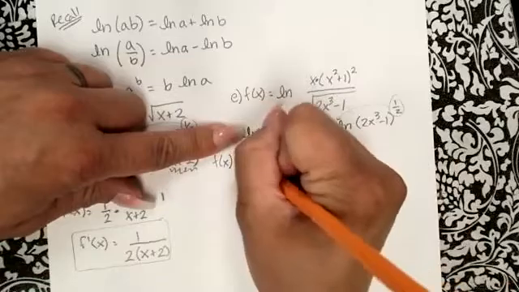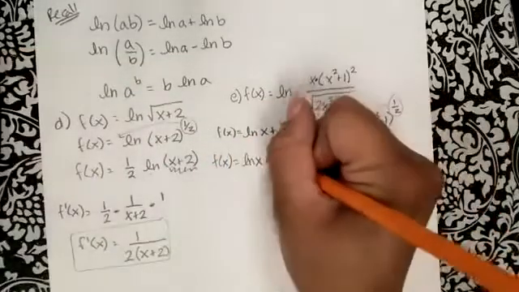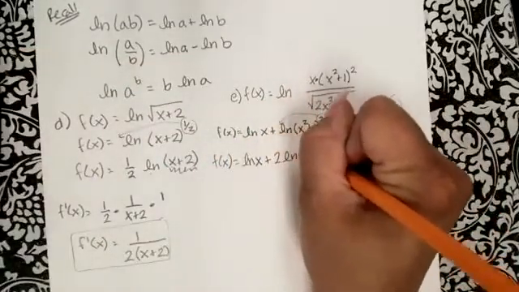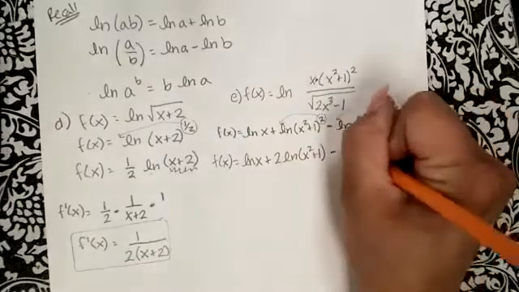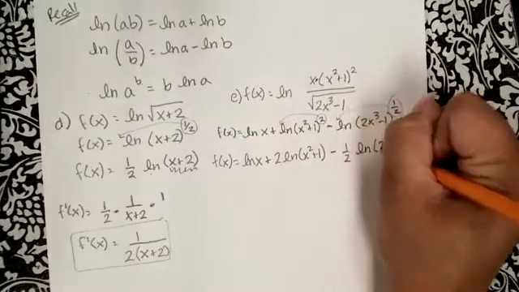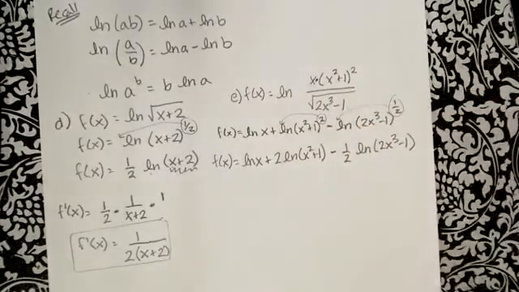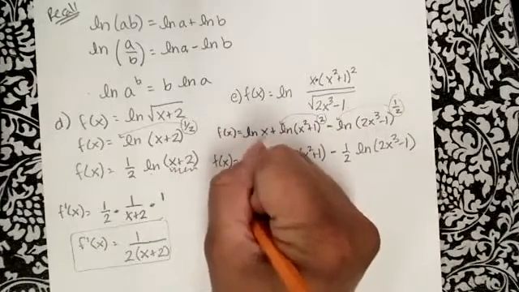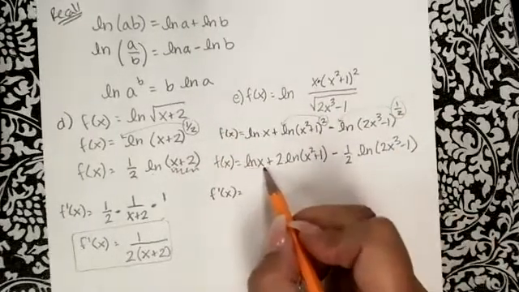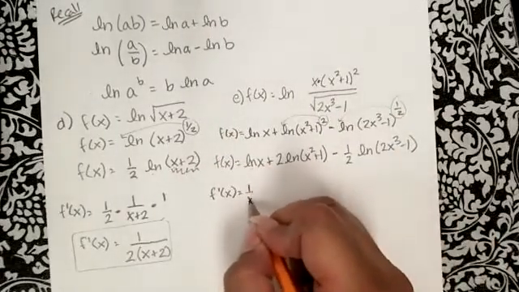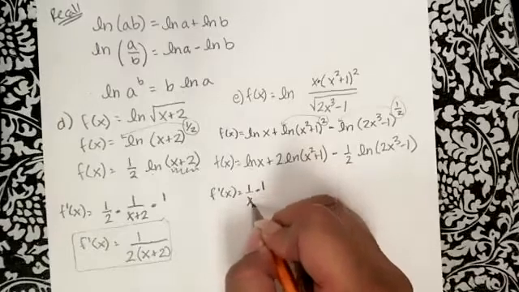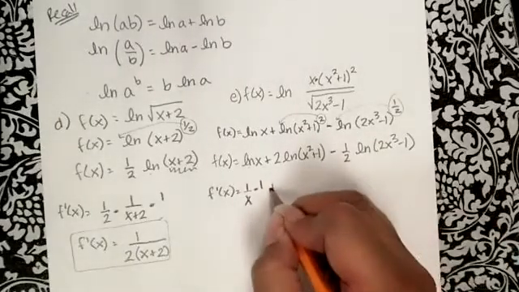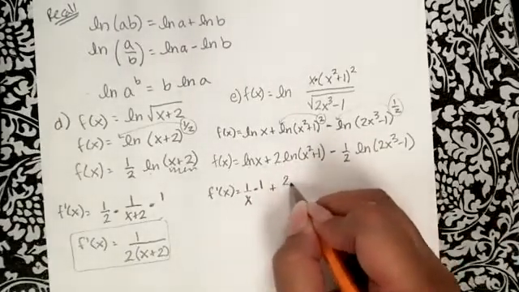So here I have natural log of x plus 2 natural log of x squared plus 1 minus 1/2 natural log of 2x cubed minus 1. Notice I have not taken the derivative yet. I'm now going to take the derivative. So the derivative of f is going to be f prime of x. The derivative of natural log of x is 1 over the argument times the derivative of the argument, which is just a 1, plus 2 is a constant.